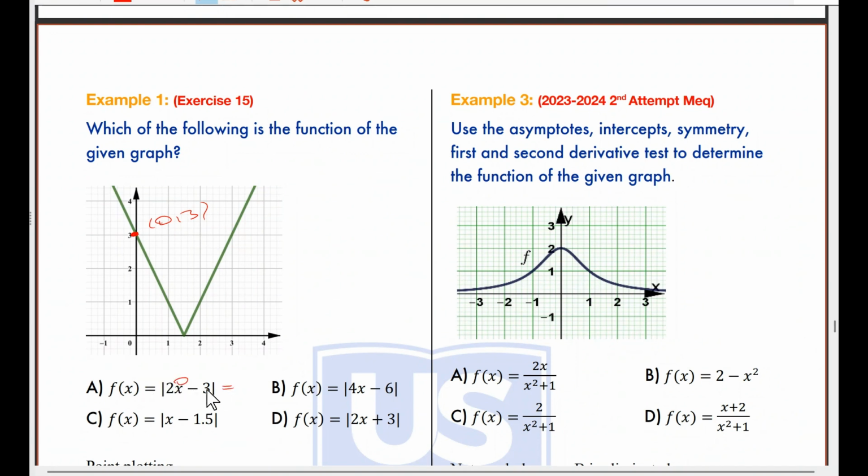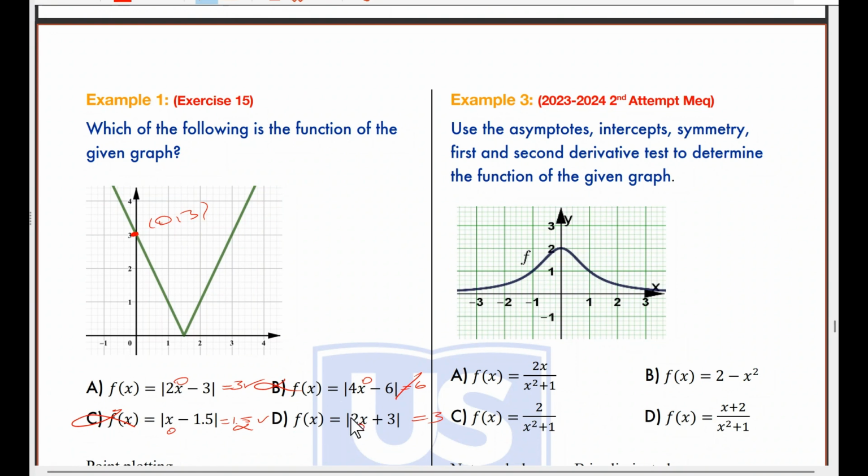0 makes the result 3, so A may be true. Option B, 0 makes the result 6, so B is false. 0 makes the result 3, so D may be true. 0 makes the result 1.5, so C is not. So I eliminated 2 options.